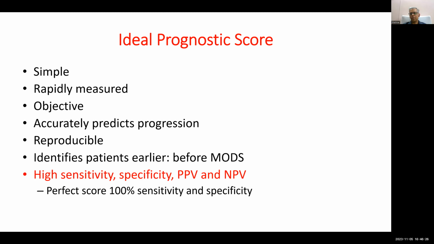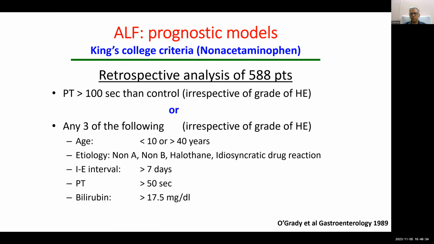Unfortunately, we do not have any good prognostic score which gives you 100% sensitivity, specificity, PPV and NPV values. So let's look at what the prognostic scores are. Among them, the commonly used one is the King's College criteria. It's more for transplantation, looking at those patients who are going to die. The parameters include a prothrombin time more than 100, or any three of these.